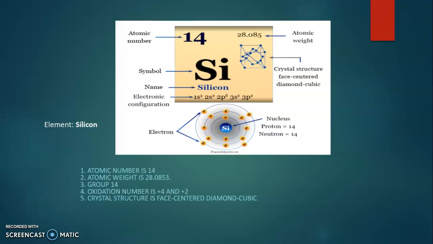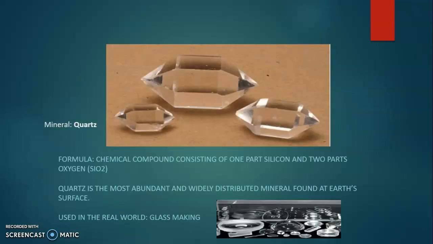My element is silicon. It's number 14 on the periodic table. The weight is 28.083. It's group 14. The oxidation number is +4 and +2. And the crystal structure is face-centered diamond cubic.